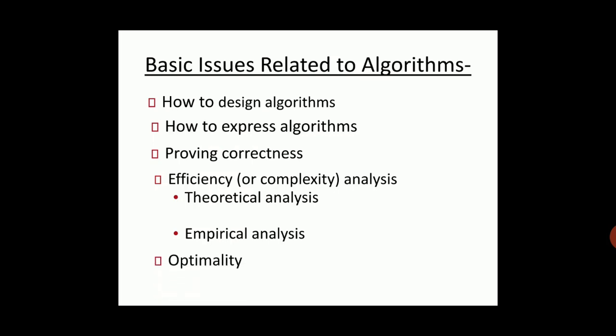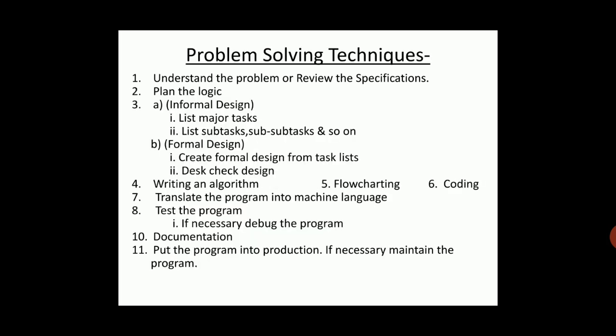And one more issue we will discuss is optimality: what about your solution, is it optimal or not. That means first, we will think about the optimality of your algorithm. So these are the points related to writing your algorithm. These are some related issues.